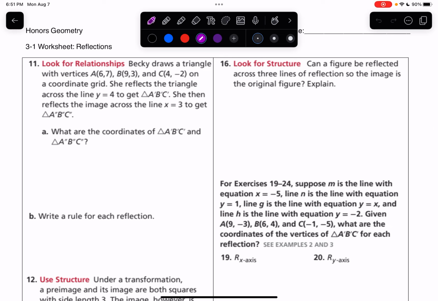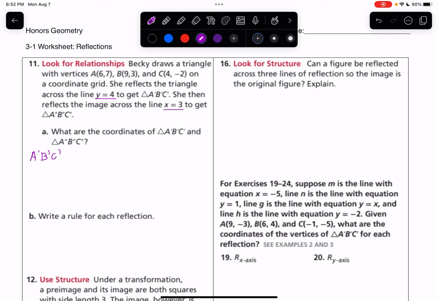Number 11, Becky draws a triangle with these vertices on a coordinate grid. She reflects the triangle across the line y equals 4 to get a triangle A prime, B prime, C prime. She then reflects that image, that picture, across the line x equals 3 to get A double prime, B double prime, C double prime. What are the coordinates of A prime, B prime, C prime, and the double primes? So first we've got to find out what the coordinates of A prime, B prime, C prime are.